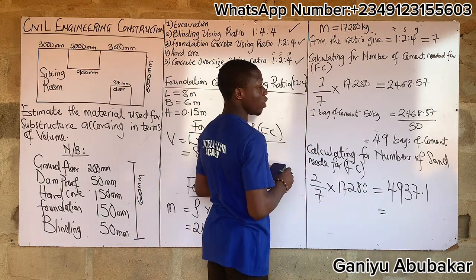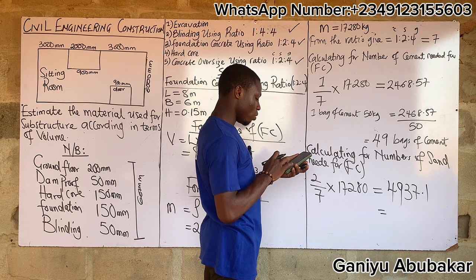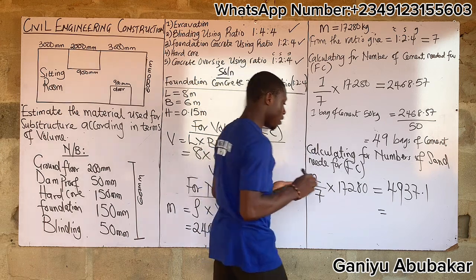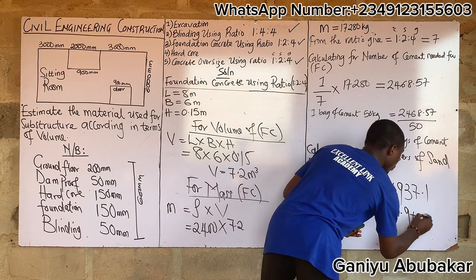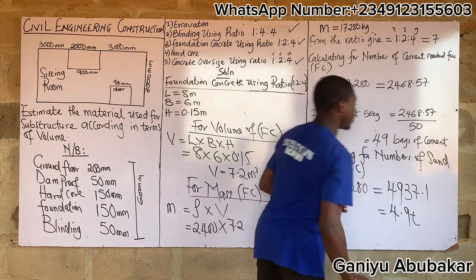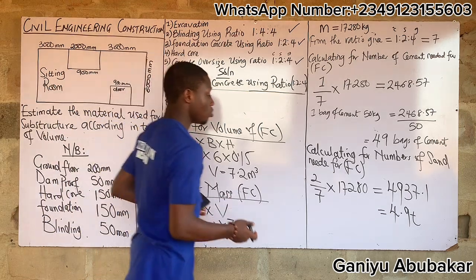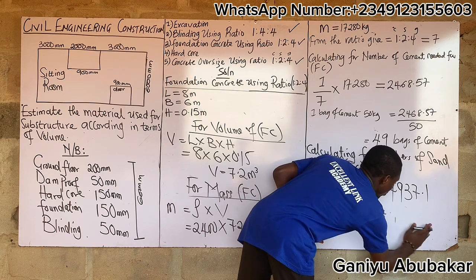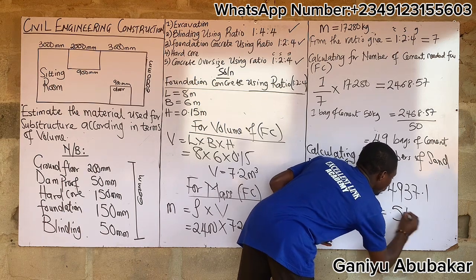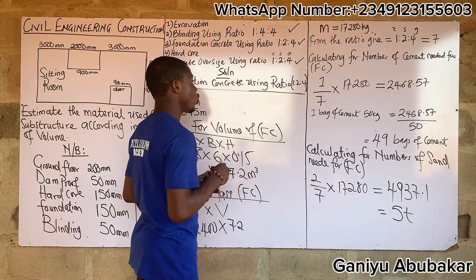For this one, I'll divide by 1000. We said divide by 1000 to get the number in tons. So I have 4.9 tons of sand. Approximately 5 tons, if you want. So let me use 5 tons. I'll have just 5 tons of sand needed for this particular foundation concrete.